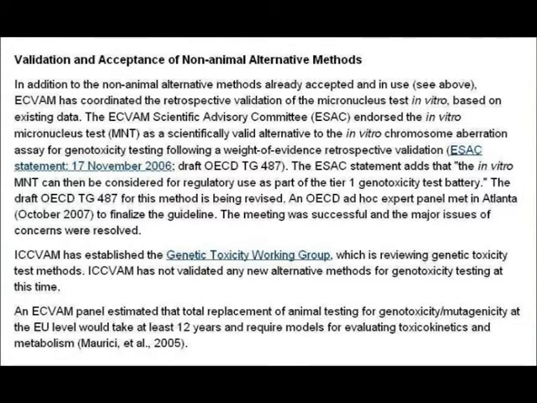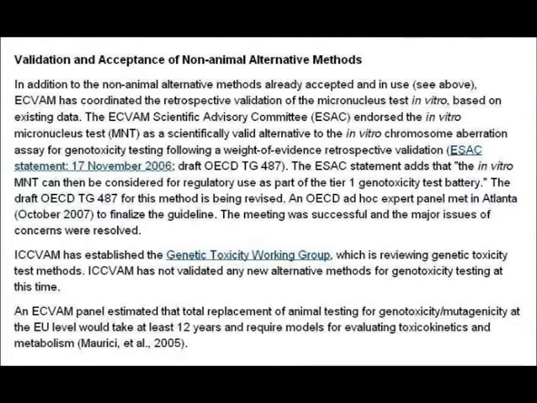It goes on, the ESAC statement adds that the in vitro MNT can be considered for regulatory use as part of the Tier 1 genotoxicity test battery. The draft OECD TG487 for this method is being revised. An OECD ad hoc expert panel met in Atlanta, that was in October 2007, to finalise the guideline. The meeting was successful and the major issues of concerns were resolved.